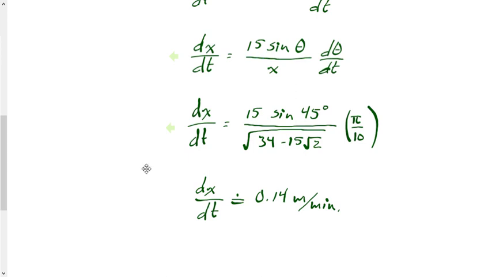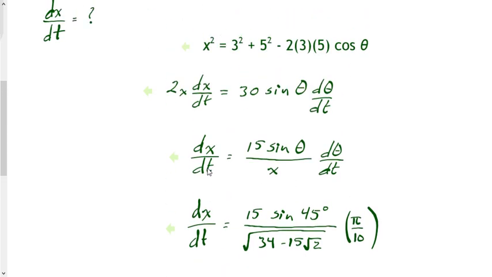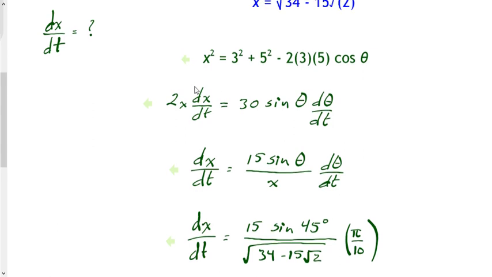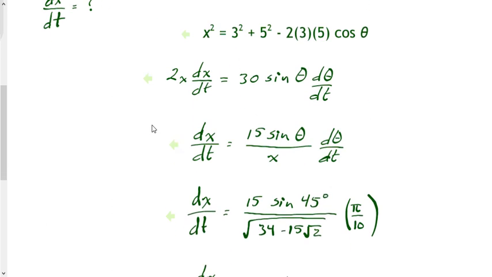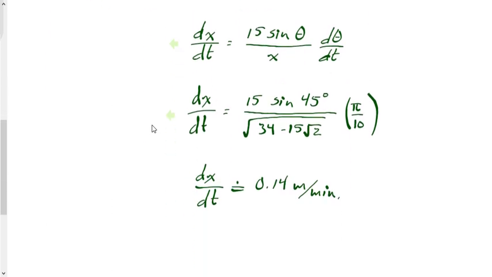Let's start with this 15. Where did that 15 come from? Well, it came from here, doing 2 times 3 times 5. We knew that this length was 3 meters, this length was 5 meters, so the 3 times 5 is meters times meters, which will give me meters squared. So here I have units of meters squared.